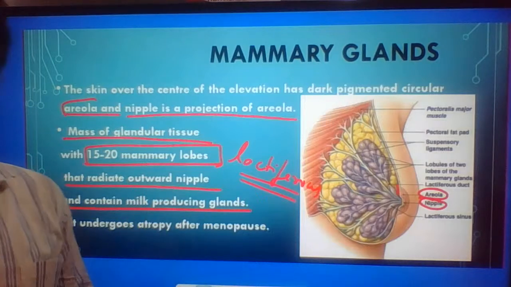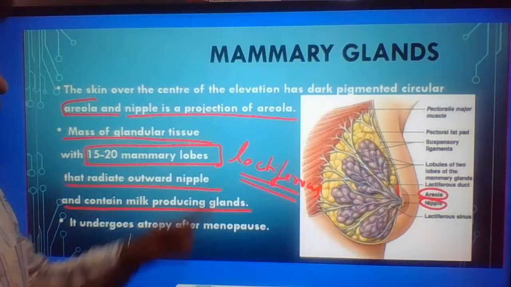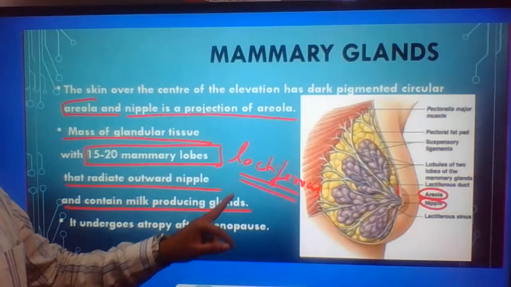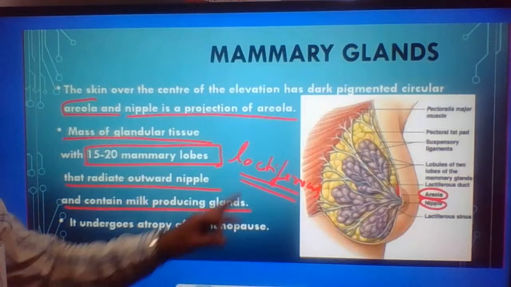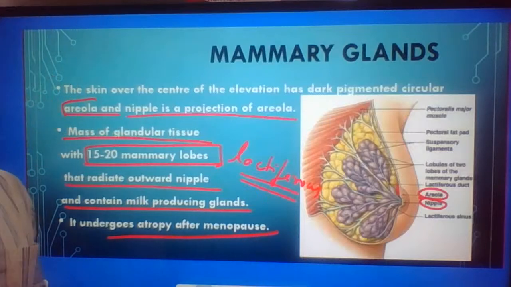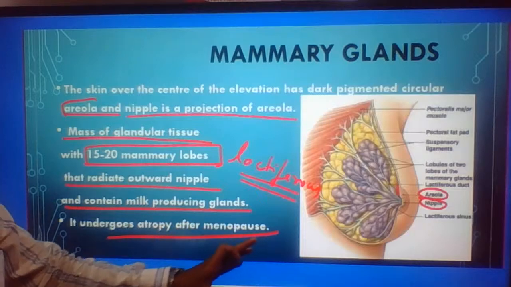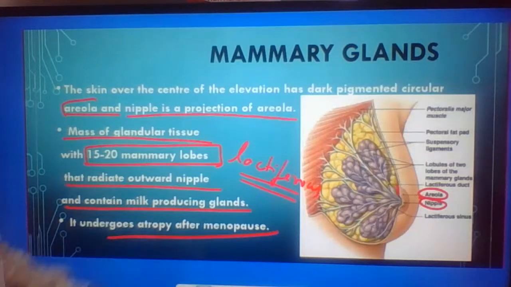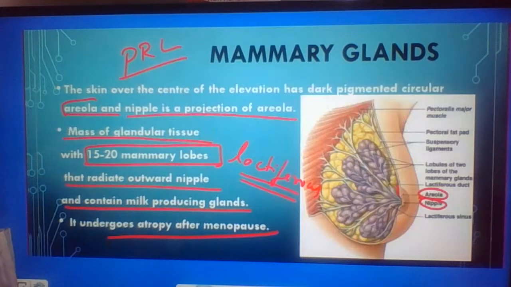Can you name the hormone responsible for the stimulation of these glands, secreted by the pituitary gland? There's one specific hormone which stimulates the lactiferous glands to secrete milk, so that the mother can feed the newborn. The mammary glands undergo atrophy or degeneration after menopause, and the system no longer functions. Exactly, the name of the hormone is prolactin.